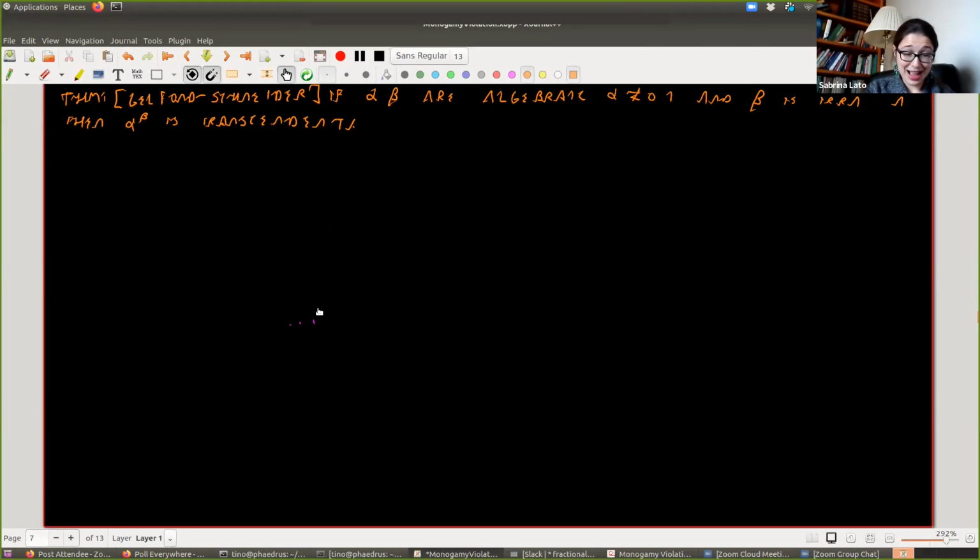And I can sketch a proof quickly using this theorem of Gelfond-Schneider, that in transcendental number theory, if alpha and beta are algebraic, alpha does not equal 0 or 1, and beta is irrational, then alpha to the beta is transcendental. How could this possibly help us?